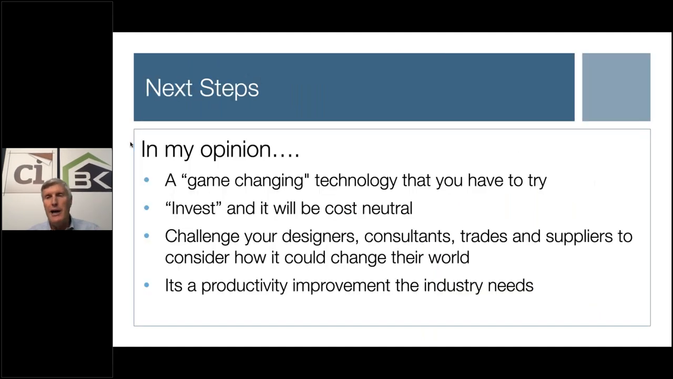So in my estimation, this is a game-changing technology that you have to try. If you invest in this, you will find that it's cost neutral. I say invest because the first house is going to be more expensive. No two ways about it. But after that, you're going to say, hey, it sped up my production time. I stopped wasting time on caulks, foams, tapes, time and money. But you are going to have to challenge designers and consultants and trades on how it would change their world. Make sure the HVAC contractor knows that every house is going to be under 1.5 or 2, whatever you want it to be. It's a productivity improvement that industry needs.